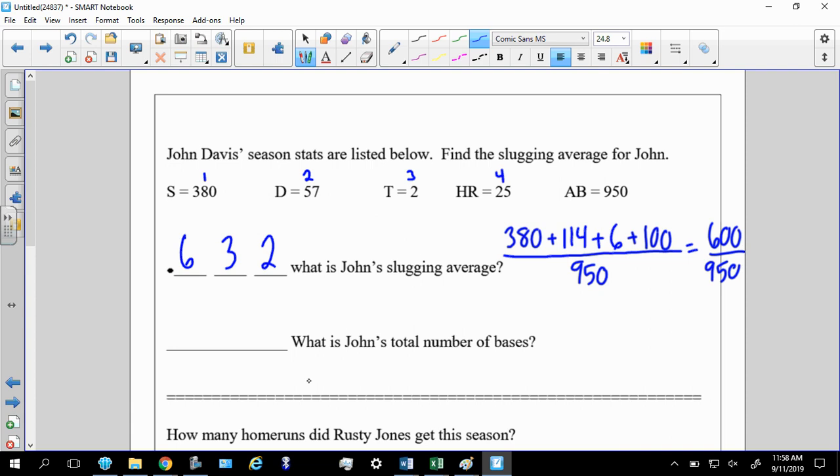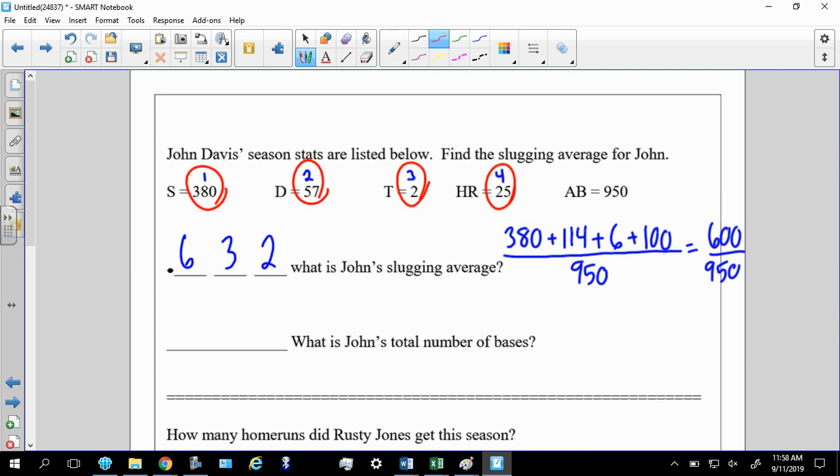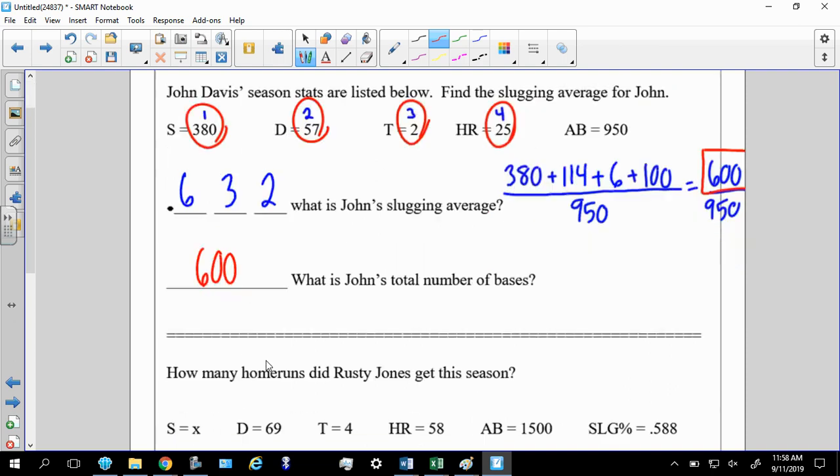Now, lastly, what is the total number of bases? There's 2 ways you can do this. You can just take your singles times 1, doubles times 2, triples times 3, home runs times 4. Or if you just notice, all that adds up to be your numerator. So what is John's total number of bases? That would be 600. Pretty simple.